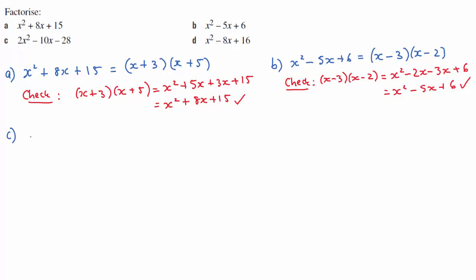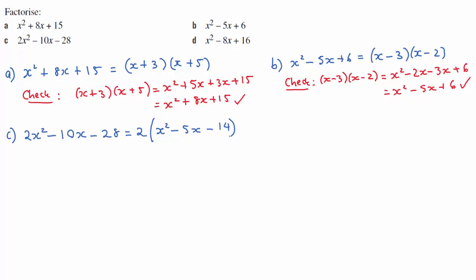Our third example is 2x squared minus 10x minus 28. Now you might be thinking, hang on, that's not of the form x squared plus bx plus c because we have a 2 out the front. But we can see that 2 is actually a common factor. So let's start by bringing the 2 out the front. Now you can see we're left with a standard trinomial of the form x squared plus bx plus c.